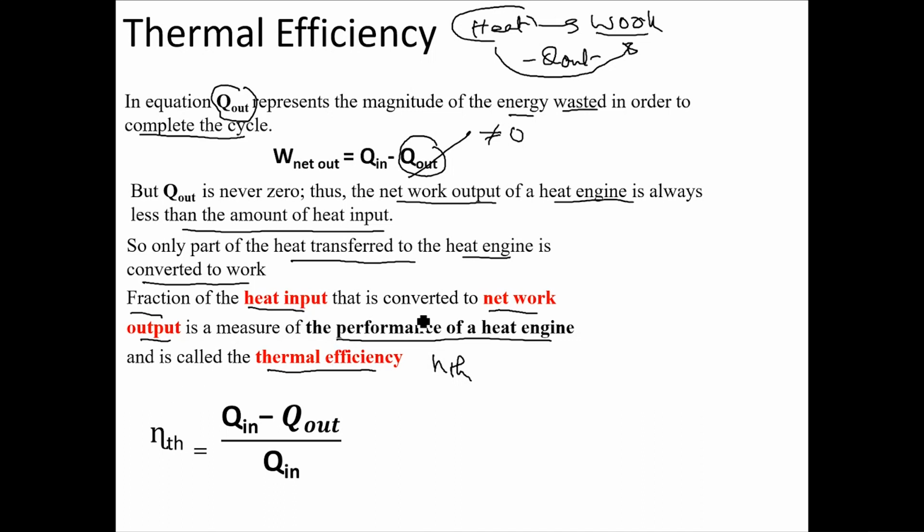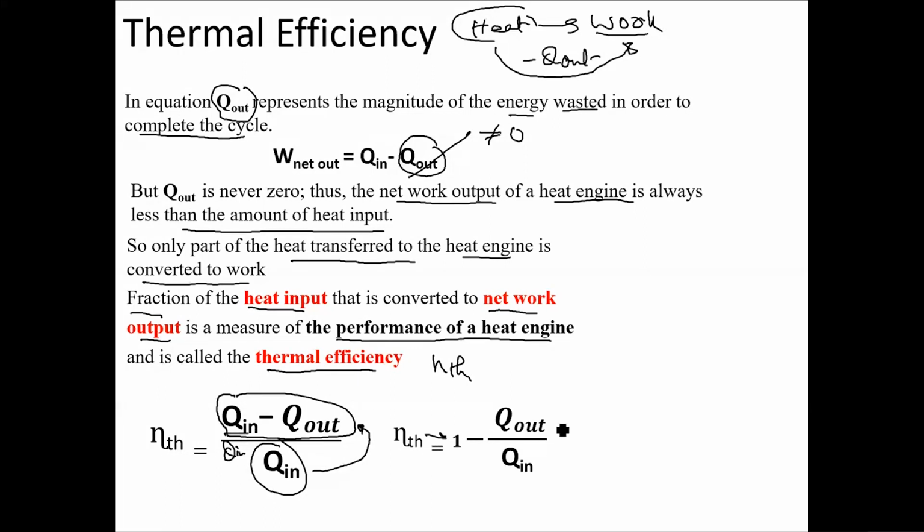Work net out is what you're getting out of it. Work net out is Q in minus Q out. What is being provided to the system? Heat is provided to the system. So the fraction of heat input that is being converted into useful work is Q in minus Q out. And you can always divide all the values by Q in. So Q in divided by Q in would essentially be 1. Q out divided by Q in would remain as it is. So 1 minus Q out over Q in is the thermal efficiency.